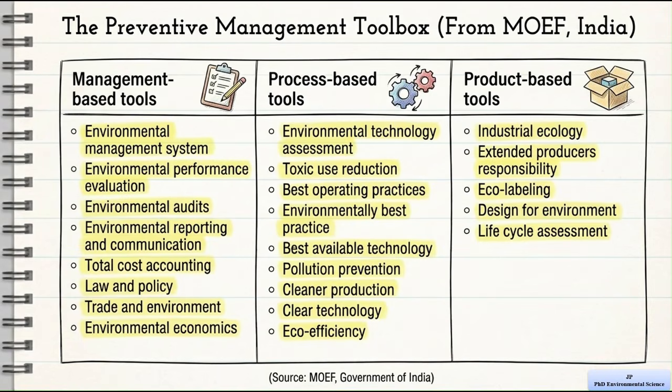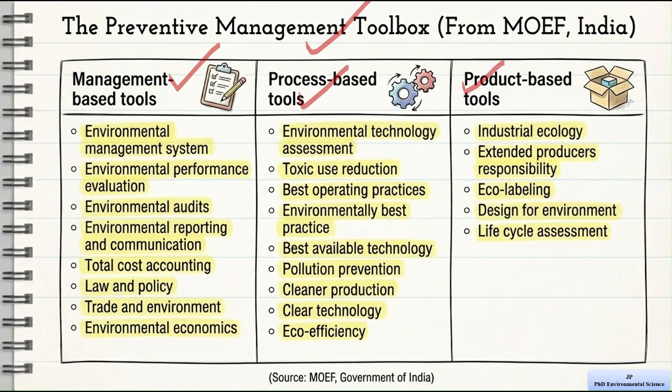Now let's look at the preventive management toolbox. This simply means these are the practical tools used to prevent environmental problems before they happen. So there are three categories of tools. All tools are grouped into three types. Management-based tools. These focus on planning, policies, and decision making. Process-based tools. These focus on how activities or production processes are carried out. Product-based tools. These focus on the design and impact of the final product.